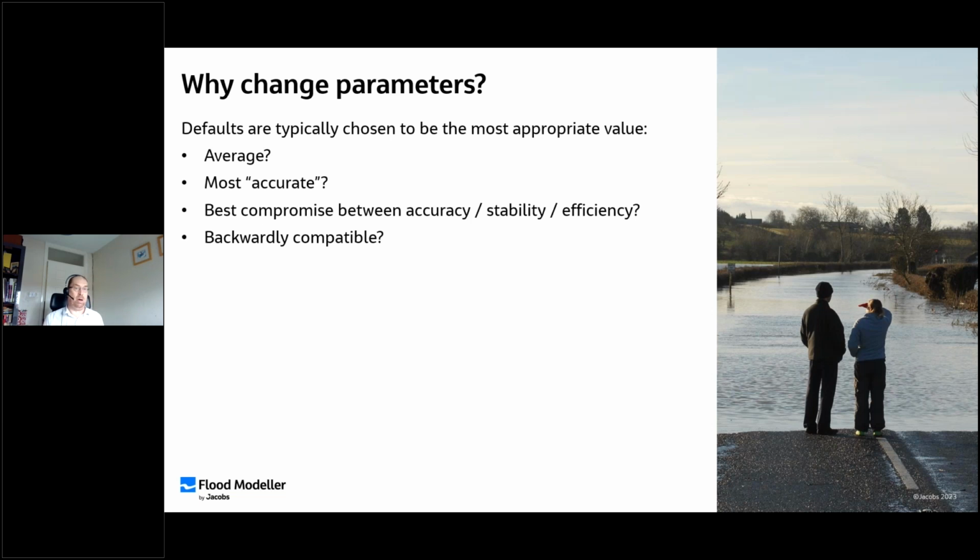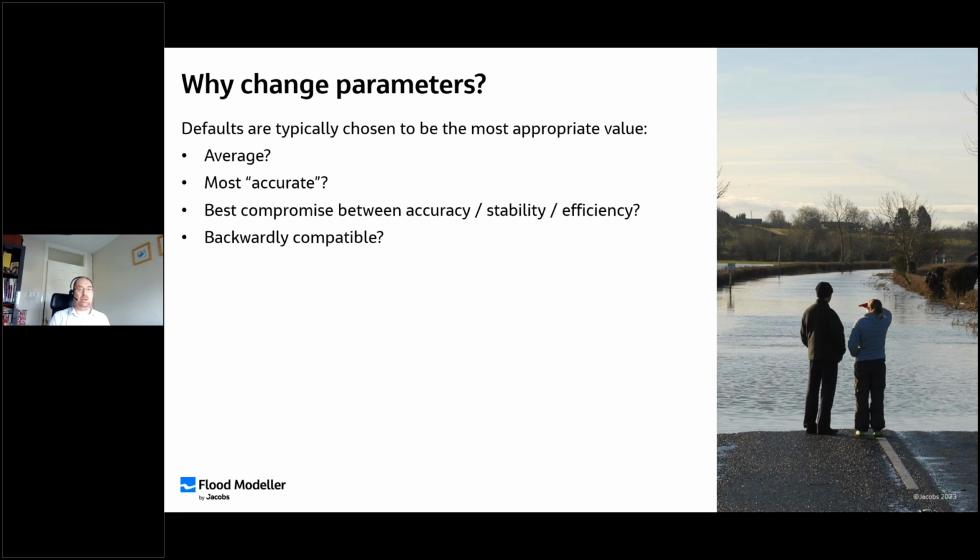If there's a range of values, we might pick the one in the middle or the most common one. The most accurate or representative one would be another reason. So there may be a standard Manning's n, for instance, or the one in the middle that you choose, but there is a spread of them. Probably weir coefficient would be a better one to have chosen there. Sometimes it can be a trade-off between accuracy, stability, and efficiency. We want all those three to apply, and sometimes we might have to sacrifice one of those to a certain extent to improve one of the others. So there's a nice little trade-off or compromise between the two.